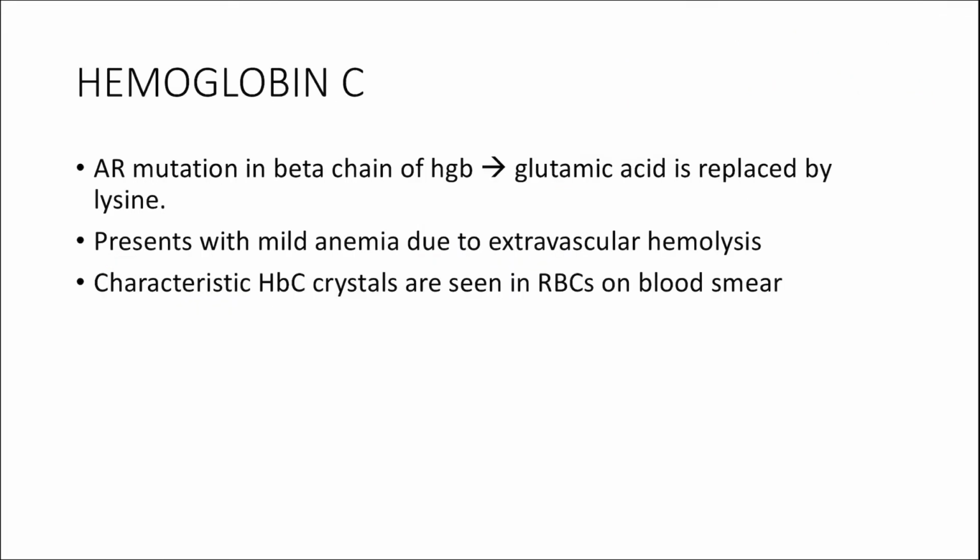Hemoglobin C. Hemoglobin C is a very, very rare disorder where there's a mutation in the beta chain of hemoglobin B. Instead of glutamic acid and valine, now you have glutamic acid being replaced by lysine. So basically, the patient would have defective hemoglobin. As a result, they have mild anemia, and this is because of extravascular hemolysis, and the characteristic hemoglobin C crystal.